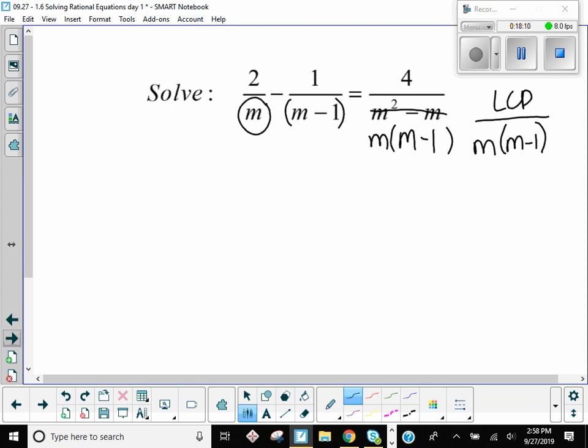So then when we look at the last denominator, this needs to be represented in my LCD, and it already is. So I don't need to write it again.